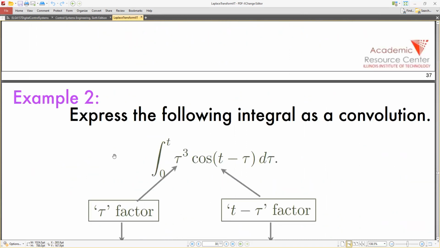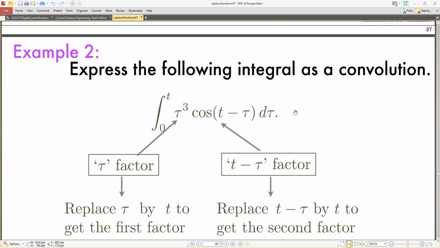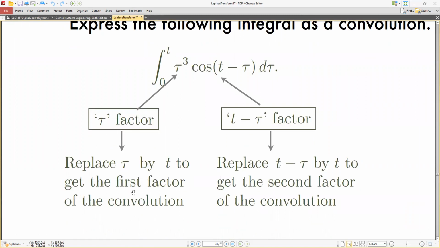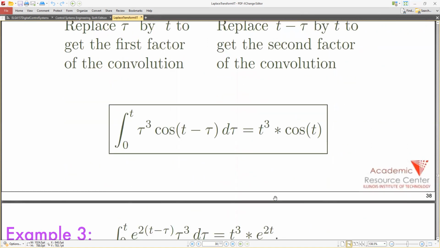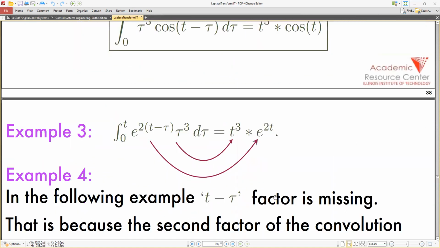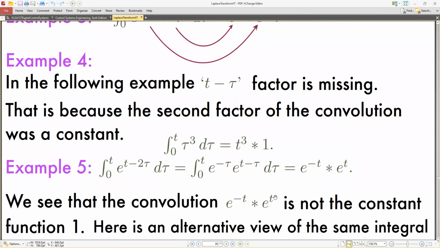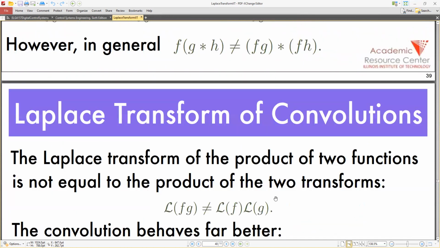Now express the following integral as a convolution. They ask you to express the expression in integration form. So for the tau factor, replace tau by t to get the first factor of the convolution, and replace t minus tau by t to get the second factor of the convolution. Like this. Now another example, example 4 or 5. Some examples are there, you can see.